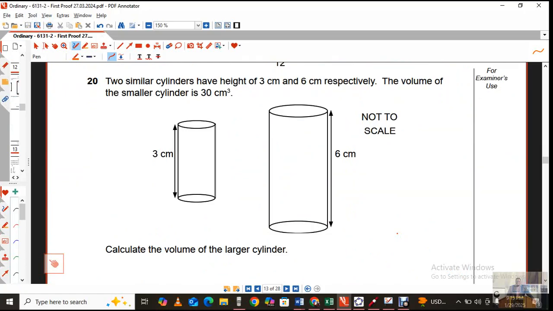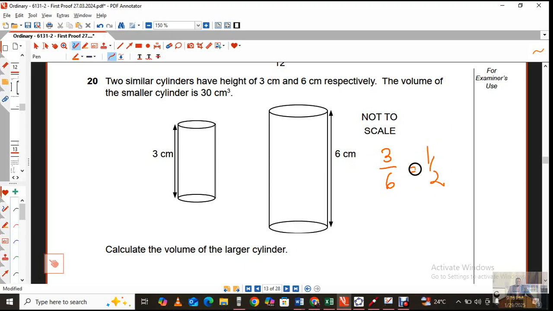Two similar cylinders have height 3 centimeters and 6 centimeters respectively. As you can see, the volume of the smaller one is 30. What will be the volume of the bigger one? Now, I like to simplify things. It doesn't matter if you were to take the smaller one. Let me take the length. The small length divided by the long one, which is a half.